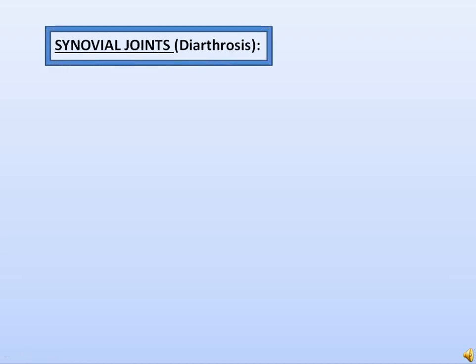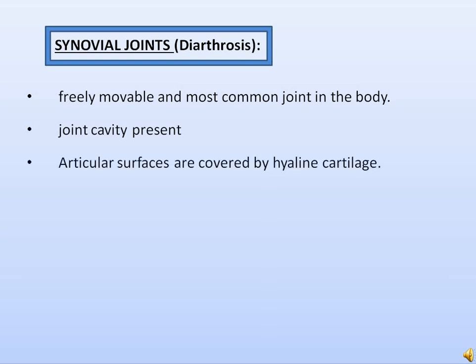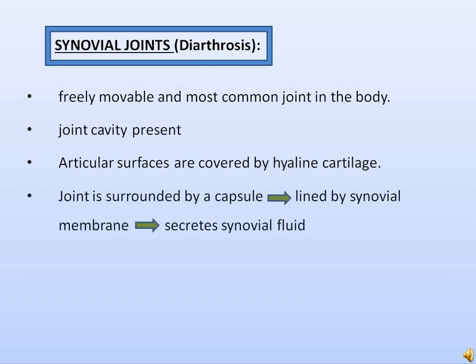So next we have the synovial joints, which are also called as the diarthrosis joints. So these are the freely movable and the most common joint which are found in the human body, and here we have a joint cavity which is present. The articulating surfaces are covered by a hyaline cartilage, and the joint is surrounded by a capsule which is further lined by a synovial membrane that secretes the synovial fluid.